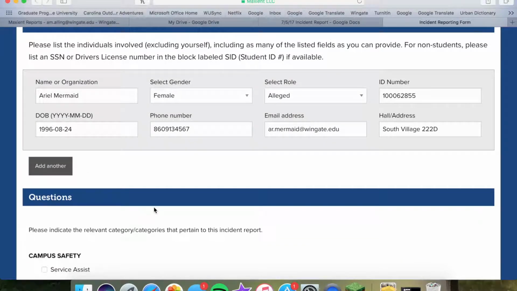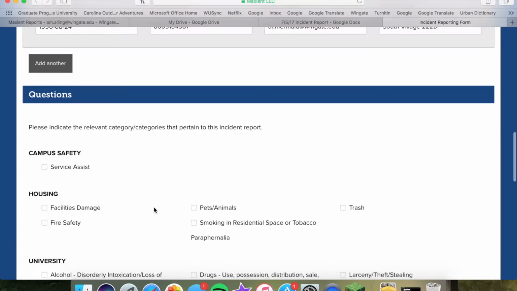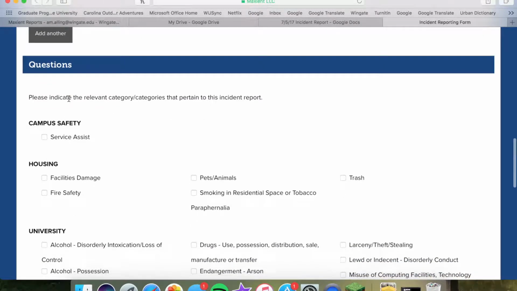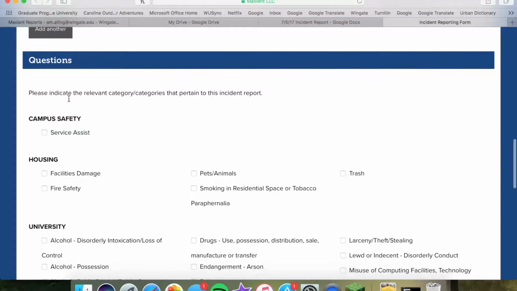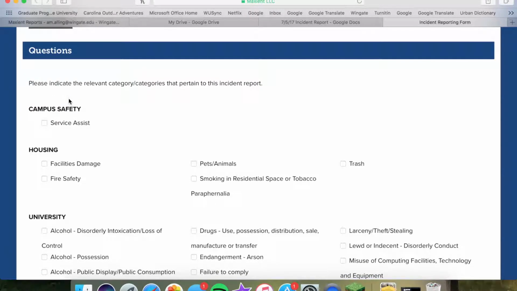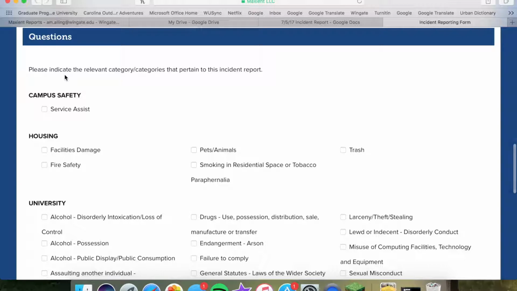All right, the next section that you will get to is answering all of the questions involving the incident. For the purposes of this mock incident report, let's say that the scenario involved RAs entering into an apartment due to residents checking out in between summer sessions. During this process, they noticed a strong smell of marijuana coming from the room and called campus safety for backup. Let's start going through the different questions.